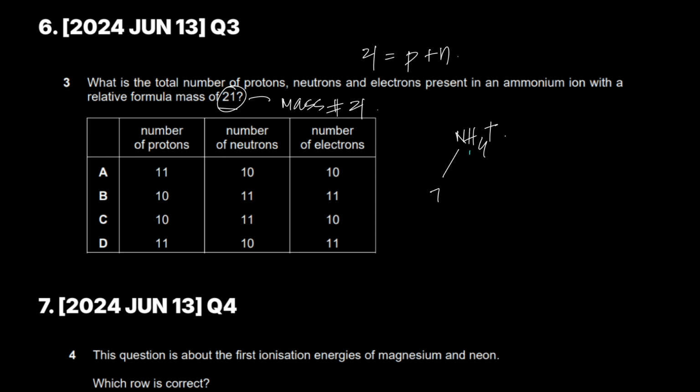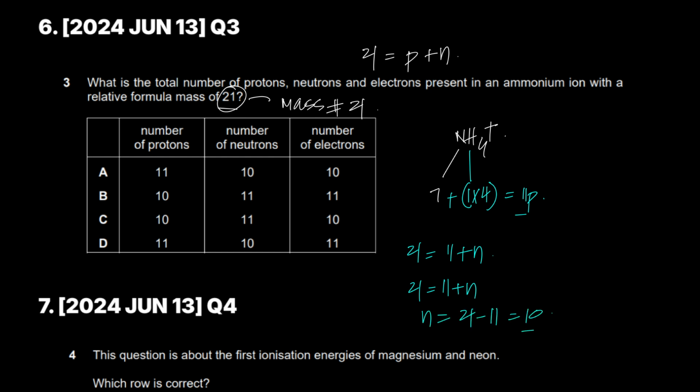So nitrogen is 7, hydrogen has 1 proton, times 4 because you have 4 hydrogens, add them together, what do you get? 11 protons. So the ammonium ion has 11 protons. And if it has 11 protons, how many neutrons should it have? 21 equals 11 plus n, so n equals 21 minus 11. What do you get? 10. 21 minus 11, 10 neutrons. So 11 protons and 10 neutrons.